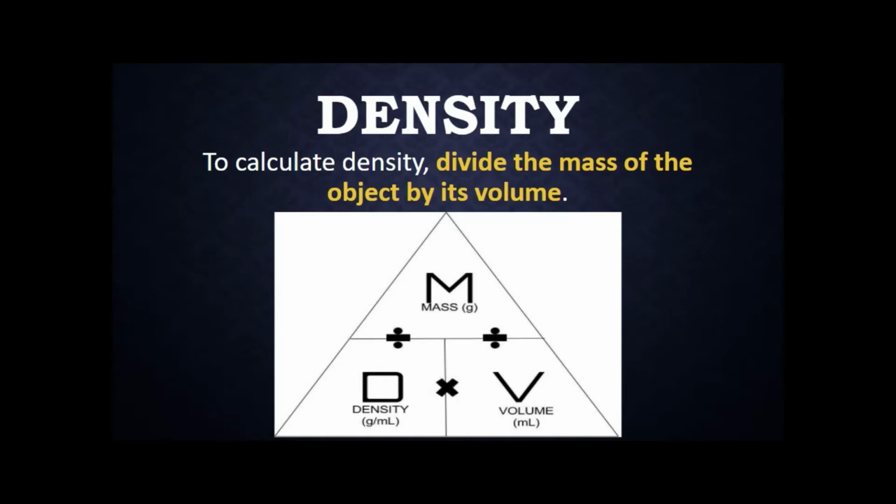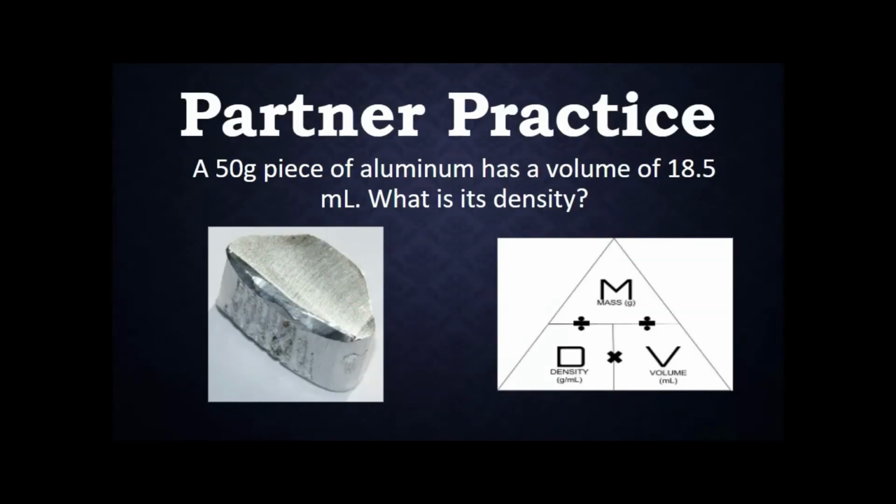Now let's practice it. With a partner, work on this problem. A 50-gram piece of aluminum has a volume of 18.5 milliliters. What is its density? I've included the magic triangle to the right of this slide so that you have it readily available. You'll have 1 minute. Your time begins now.